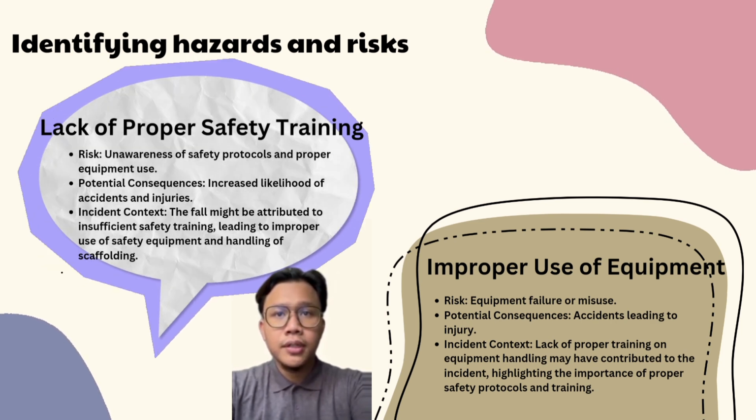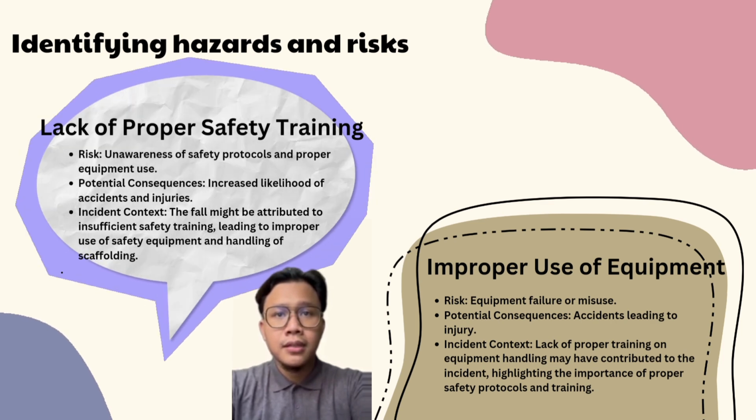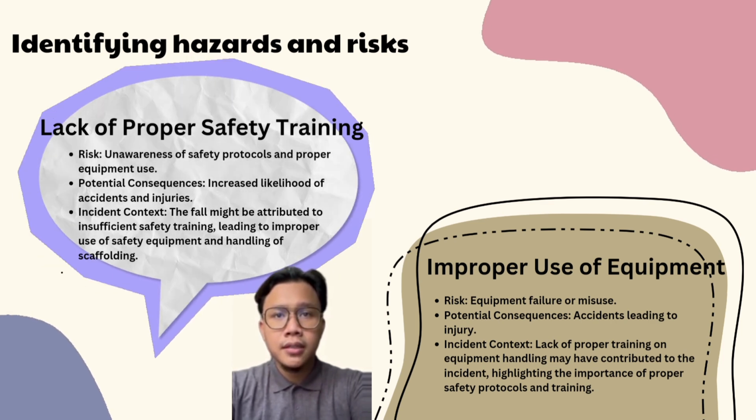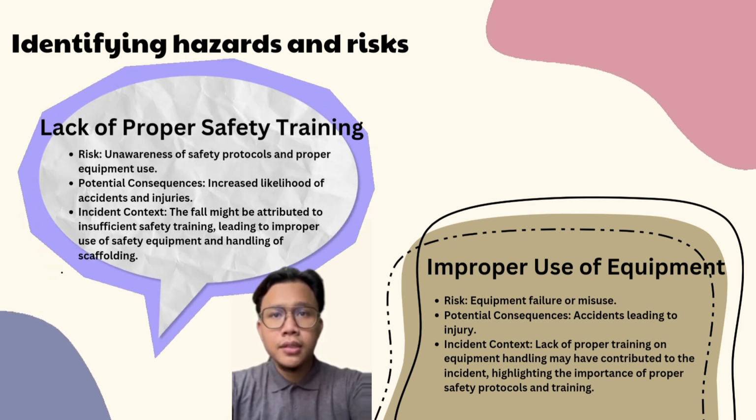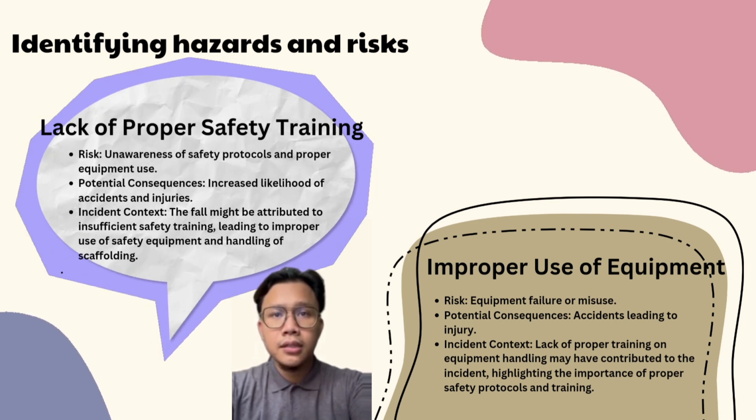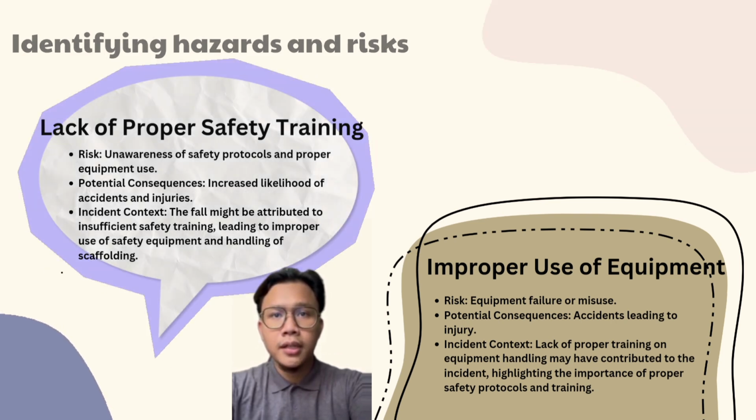Next, improper use of equipment. The risk, according to the incident, is equipment failure or misuse. Potential consequences: accidents leading to injury. For the incident context, lack of proper training on equipment handling.